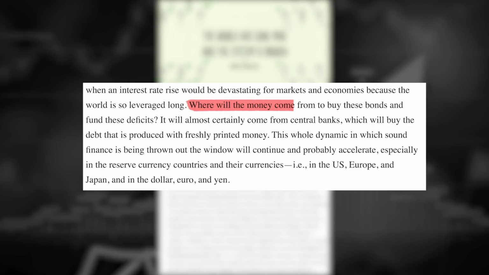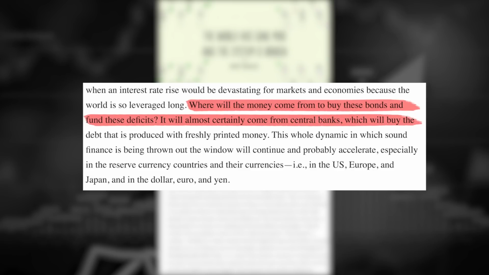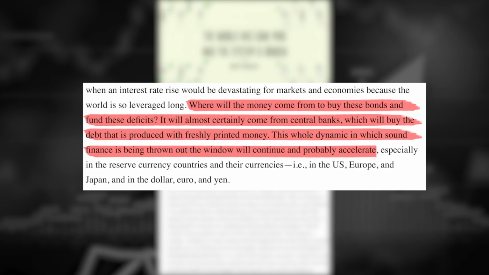Where will the money come from to buy these bonds and fund these deficits? It will almost certainly come from the central banks, which will buy the debt that is produced with freshly printed money. This whole dynamic in which sound finance is being thrown out the window will continue and probably accelerate, especially in the reserve currency countries, US, Europe, and Japan.